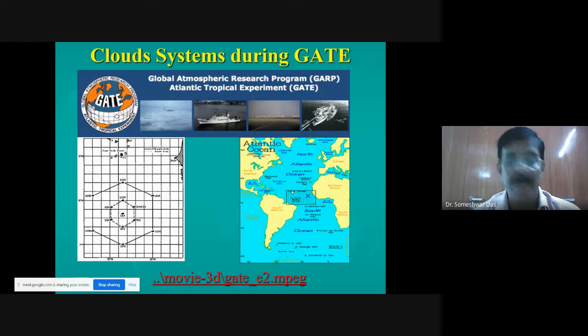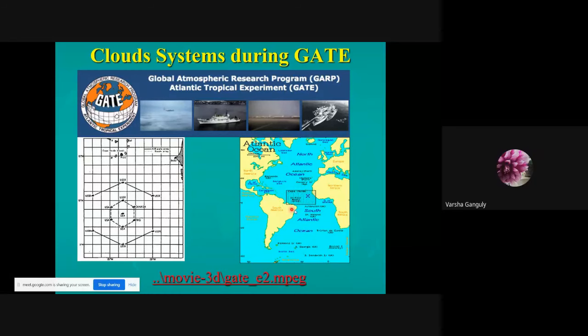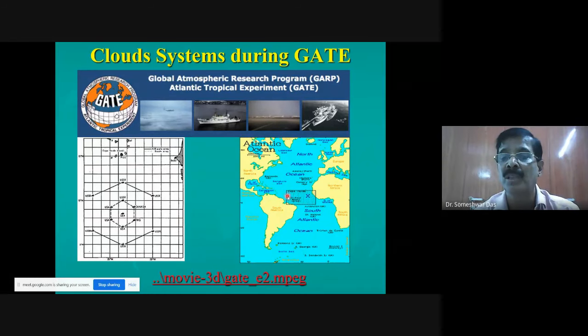I can see from the map here. See the box. Can you see this box here? Is this box visible to you? Yes. So this is the box over the tropical Atlantic region where intensive observations were collected. Intensive observations were collected to understand the deep convection phenomena.